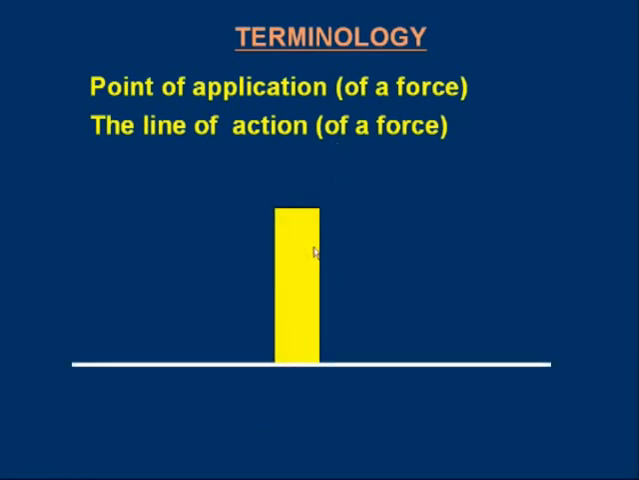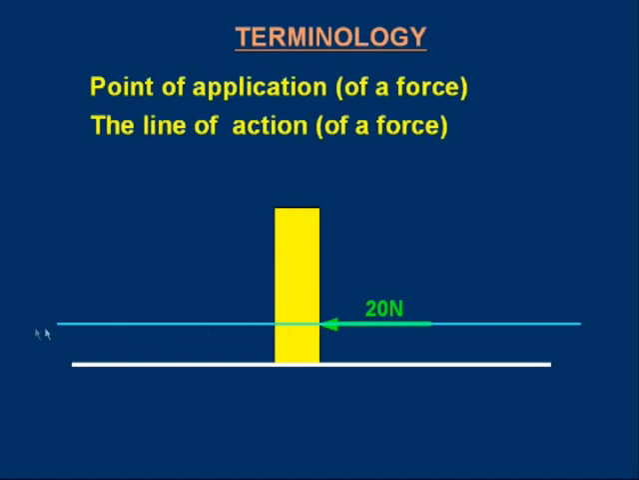Now there's this block resting on the ground. We apply a force on it, 20 newtons to the left. The point of application is this point where the force is applied. It's pretty obvious. What about the line of action? It's a line which passes through the point of application and goes in the same direction as the force. This is the line of action and extends indefinitely to the right.